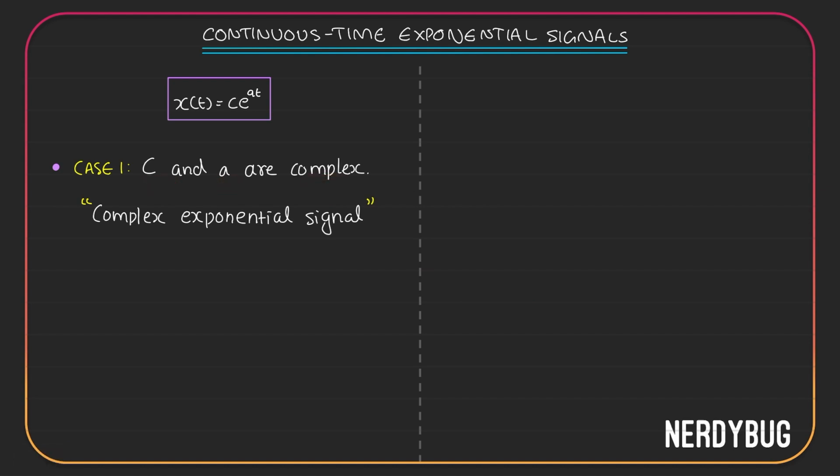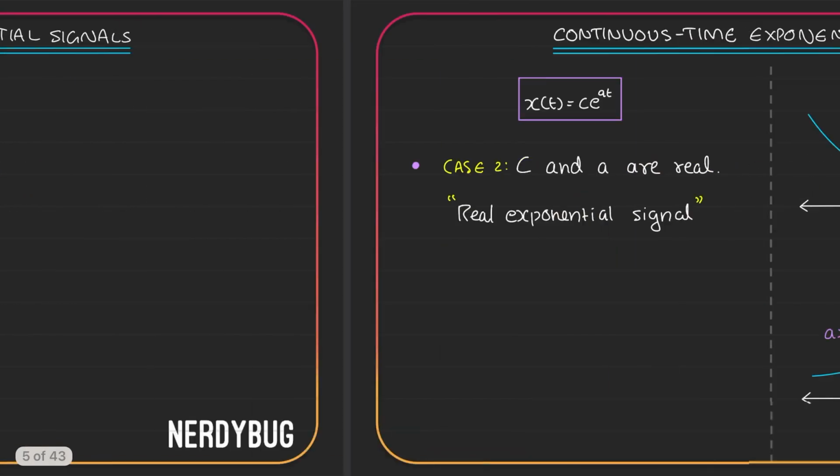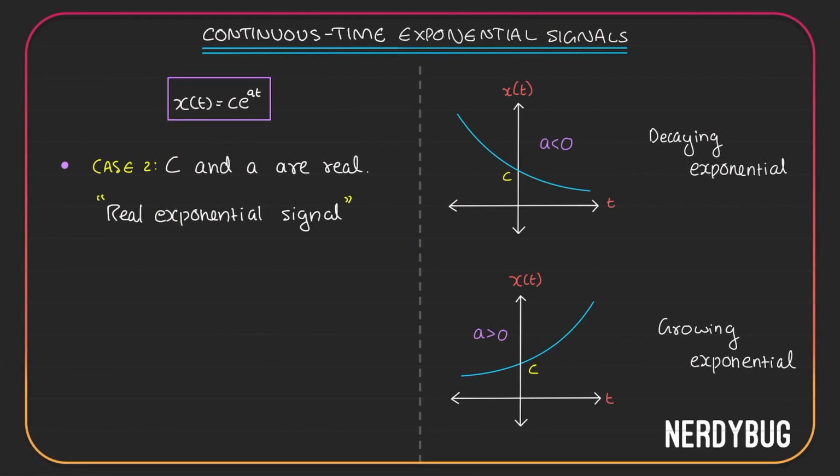In that case, we call this complex exponential signal. Now, if c and a are real numbers, we call it a real exponential signal. This can be of two types. If a is less than 0, we get a decaying exponential, and if a is greater than 0, we get a growing exponential. In both cases, if we try to find out x of 0, we get c e raised to whatever a may be multiplied by 0. So we get c. So x of 0 in both cases is going to have the value c like this.